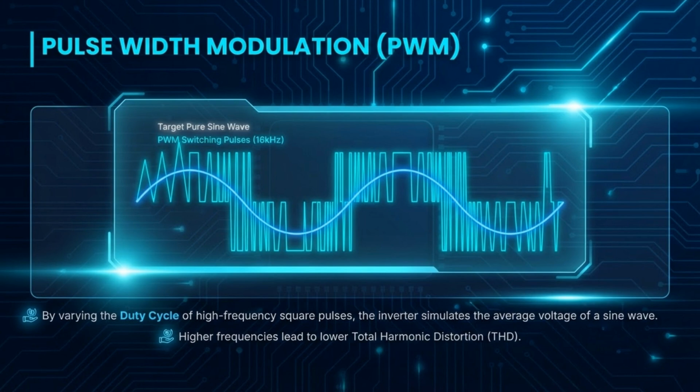By varying the duty cycle of high-frequency square pulses, the inverter simulates the average voltage of a pure sine wave, ensuring low total harmonic distortion.